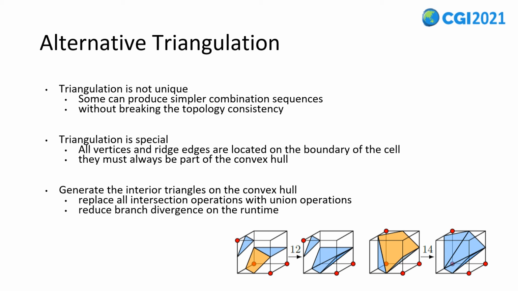And the triangulation is also special. All the vertices and ridge edges are located on the boundary of the cells. So if we construct a convex hull from the vertices and edges, the vertices and edges must always be part of the convex hull. This leads to our solution. We can generate the interior triangles on the convex hull so that all the intersection operations can be replaced with union operations to simplify our computation.